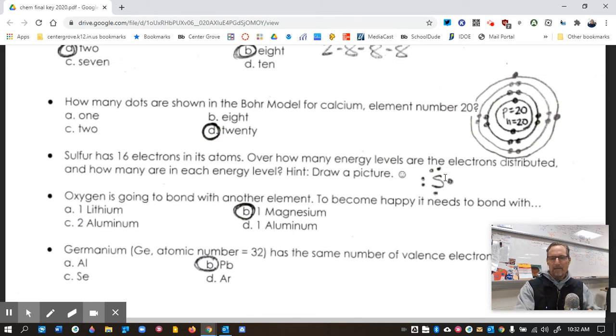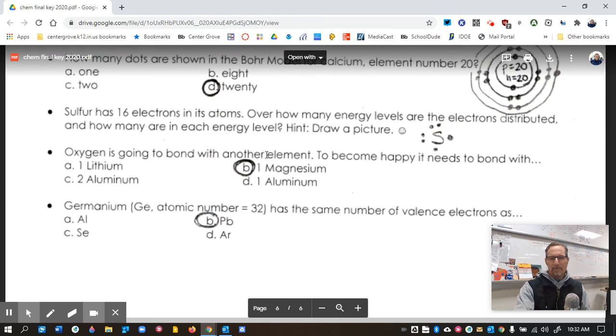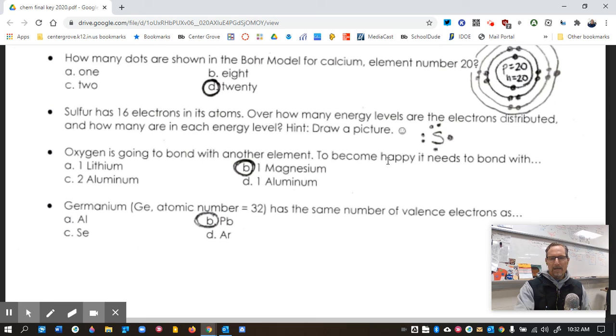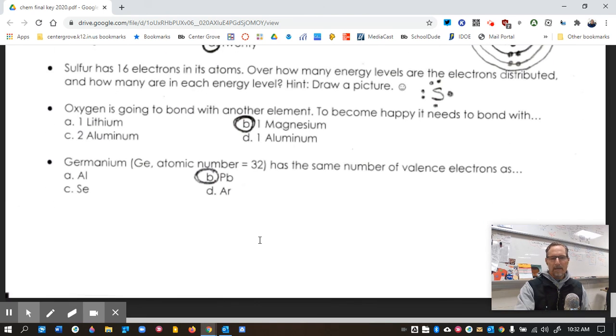So the valence electrons are what we want to draw. And so it's going to have 1, 2, 3, 4, 5, 6. So it's in the 6th column, so 6th group. So it's going to have 6 valence electrons on there. Oxygen is going to bond with another element. To be happy, it needs to bond with 1 magnesium, which would be enough to form a good ionic bond with that.